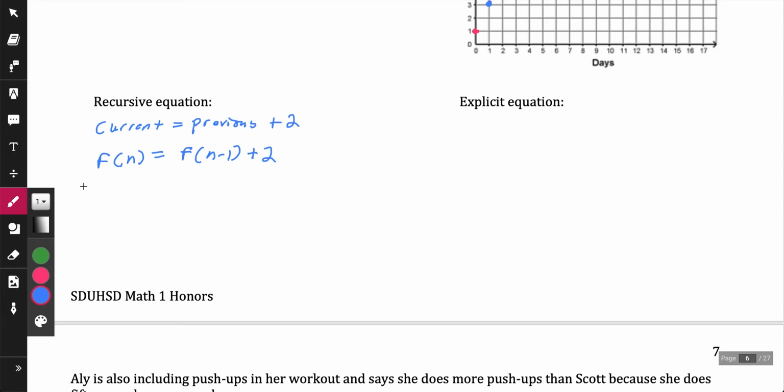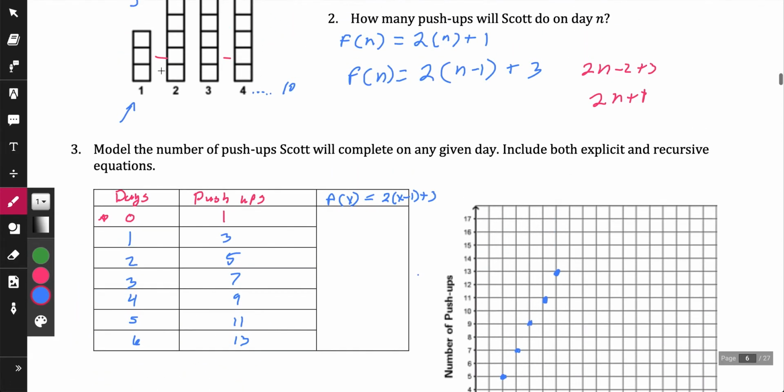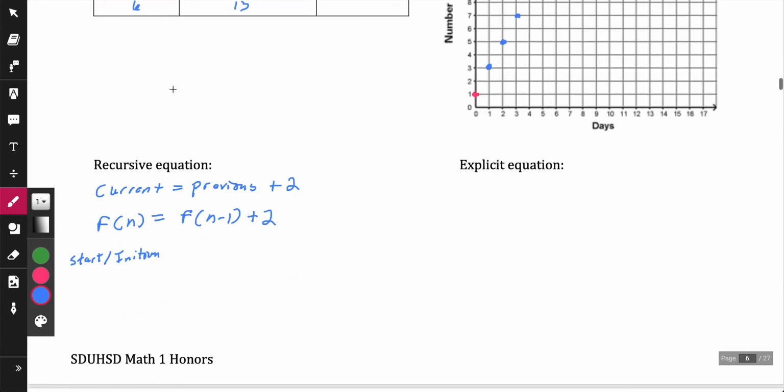In recursive, you need to tell me, where do I start? What was my starting point? Now, you don't need to write start or initial, but I'm writing this right here. And in this word problem, we did not start at 0 days. In fact, it told us we started off at day 1. So basically, it's telling me, hey, I am starting off at day 1, and on day 1, I did a total of 3 push-ups.